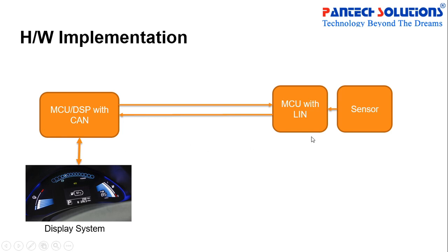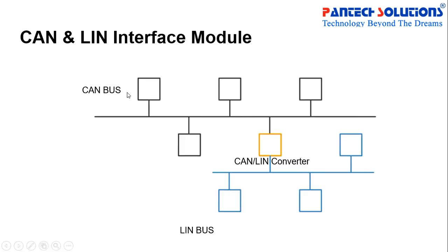If you take a CAN network as well as a LIN network, these two networks can be connected with a gateway or converter. This converter will carry the exact message from the LIN bus to the CAN bus.